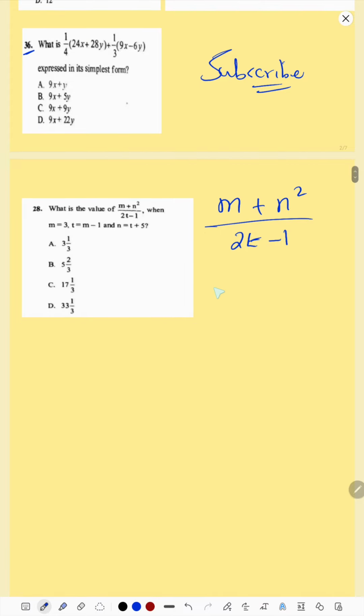Okay? Now, if we substitute, we are given m is 3, t is m minus 1, so that will be 3 minus 1, which is 2. So t will be 2, and then n is t plus 5. So 2 plus 5 will be 7. Then we can substitute, so here will be 3 plus n squared, that is 7 squared, which is 49, over 2t, 2 times 2, that would be 4, minus 1.